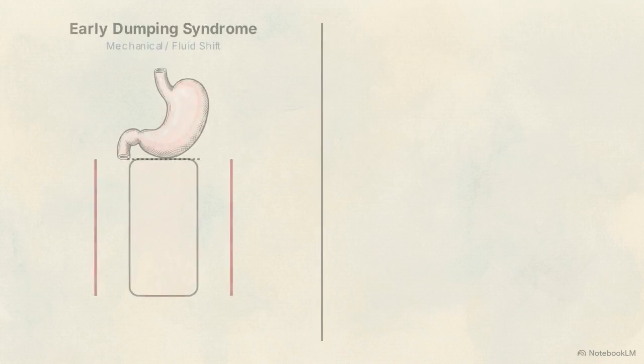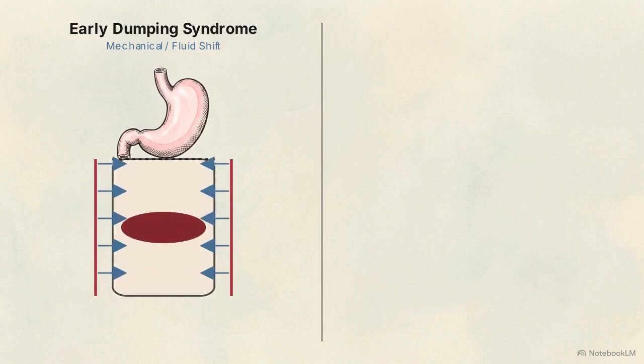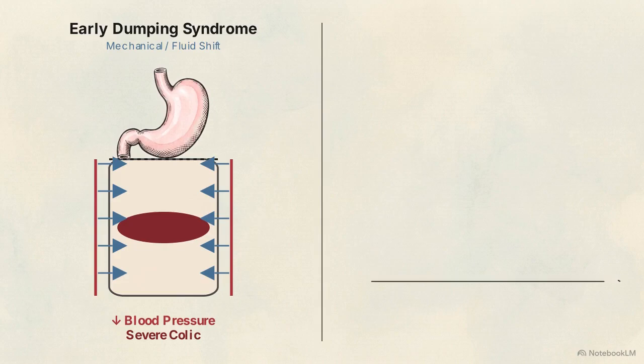The left panel demonstrates early dumping syndrome. Without the stomach to meter digestion, a high osmotic load of food rapidly enters the duodenum. This aggressively pulls water from the surrounding vasculature into the lumen, causing a sudden drop in blood pressure and severe colic. The right panel illustrates late dumping syndrome.